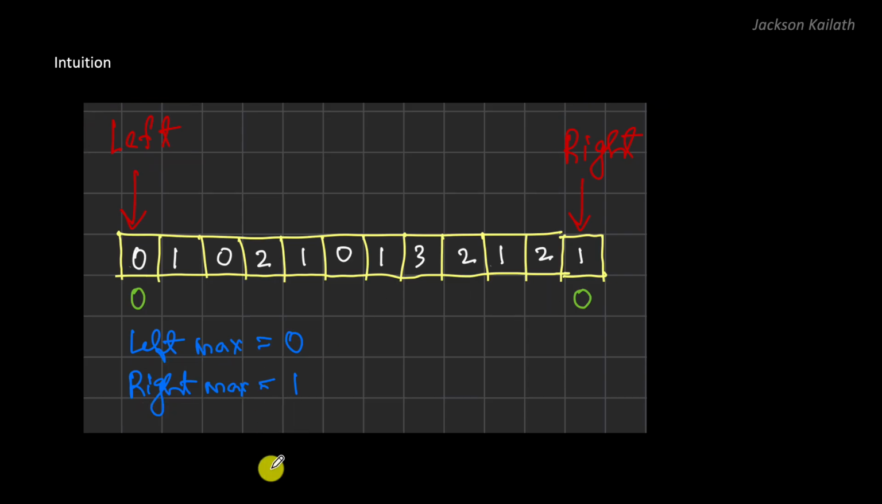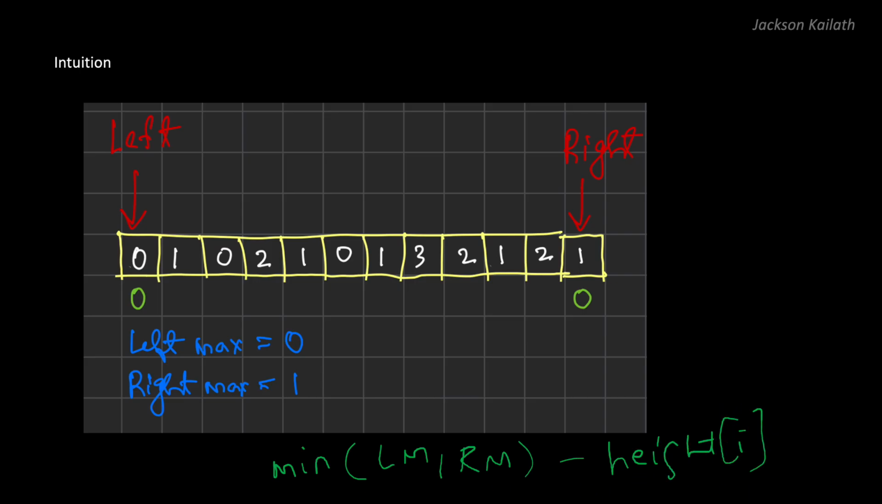Because remember, what we have discussed so far is we would be calculating the minimum between left max and right max at every index, and then we would be subtracting height at that particular index. This would give us the amount of water that we can store at a particular index. So notice we only need the minimum between left max and right max. Okay, so whichever is smaller is sufficient for us. We don't need to know both of them. So that's the intuition behind this approach.